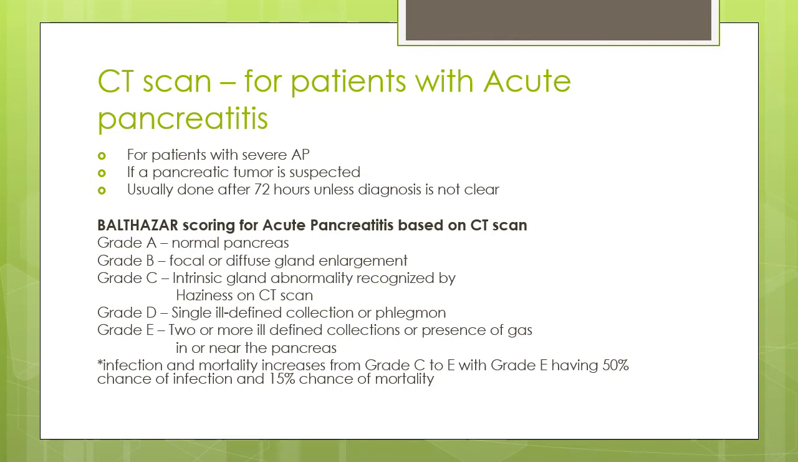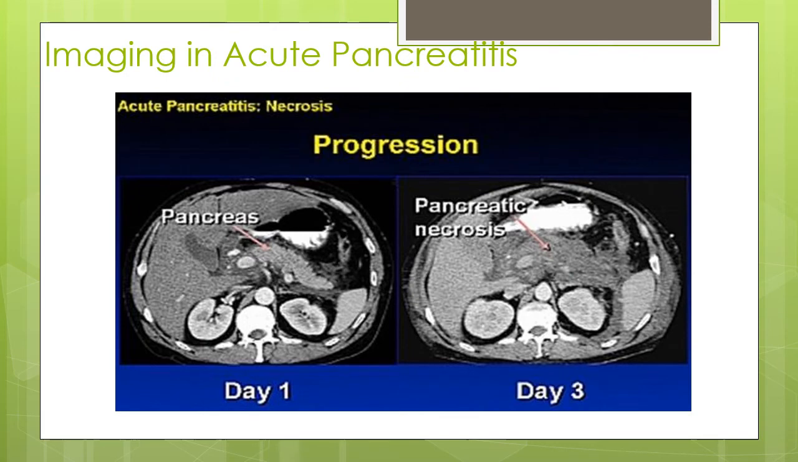The Balthazar scoring for acute pancreatitis is graded from A to E, with A and B having good prognosis, while those with a Balthazar score of C to E have an increasing chance of mortality. This is a CT scan picture sample showing the difference and progression of findings from day 1 as compared to day 3, with patients on day 3 developing pancreatic necrosis.